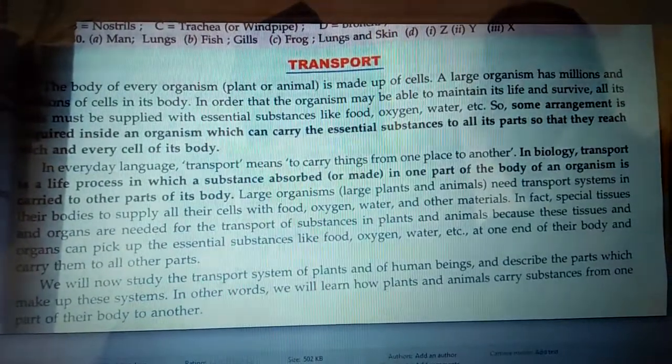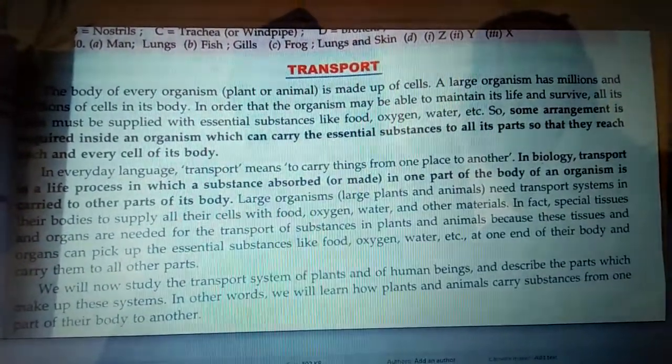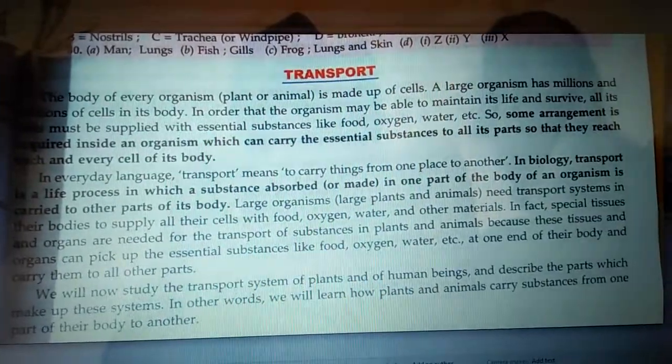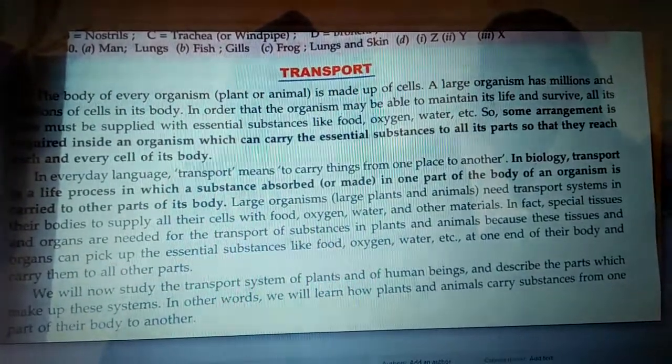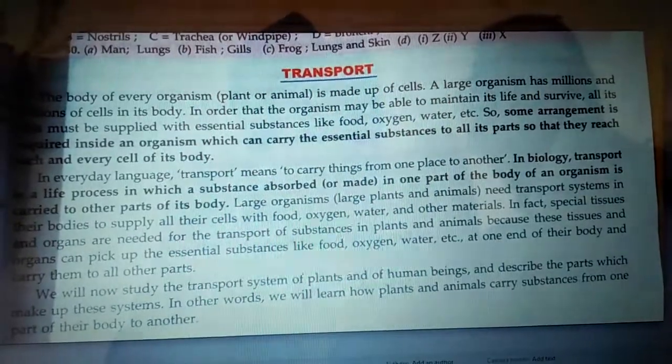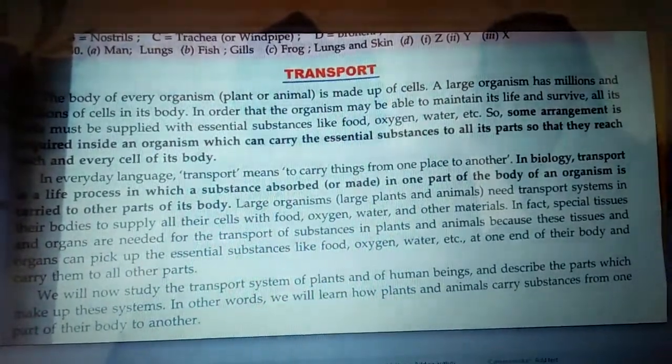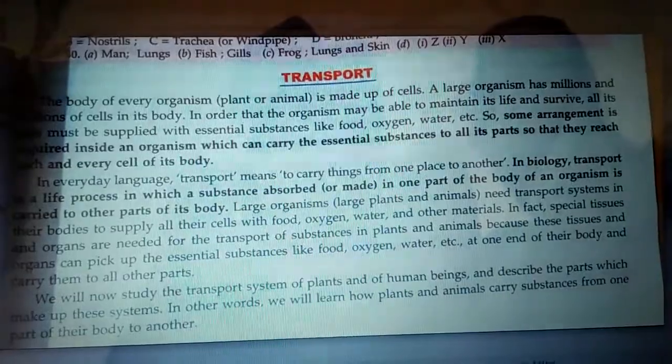Now we have to study transportation. We have studied nutrition, we have studied the process of respiration. Now we have to study transportation. Transportation means carrying of substances from one part of the body to another part of the body.